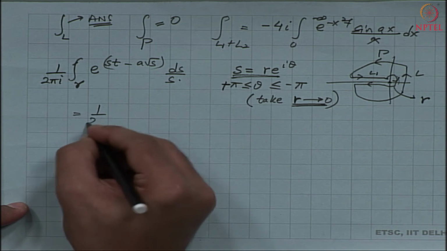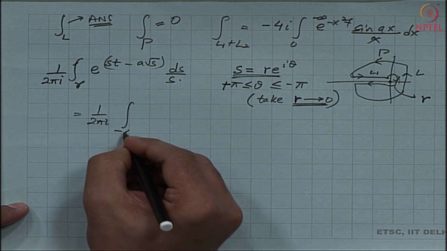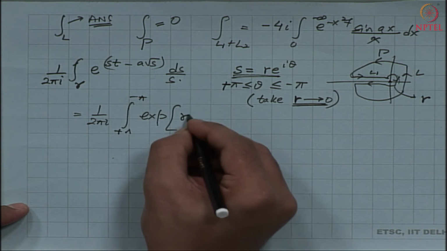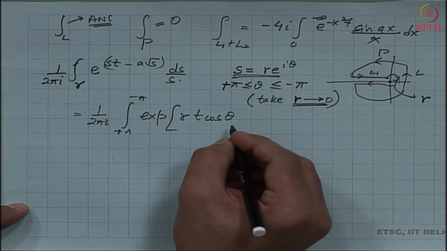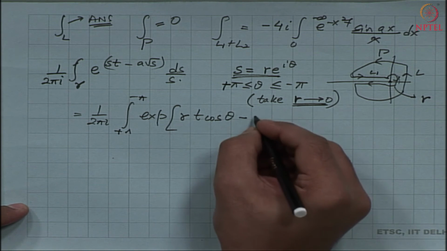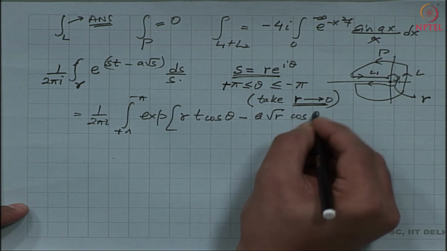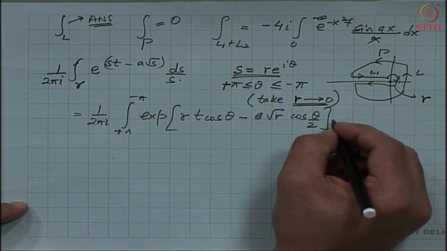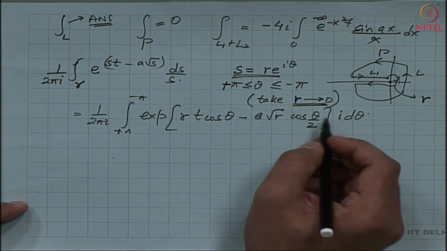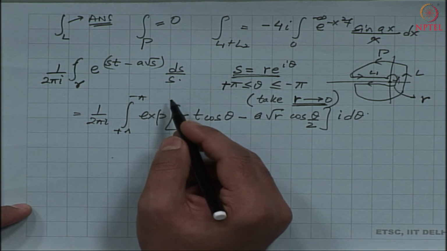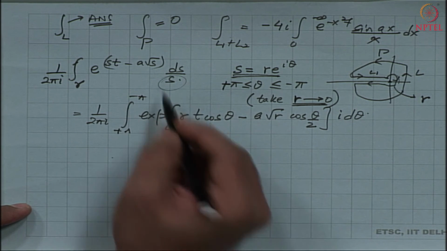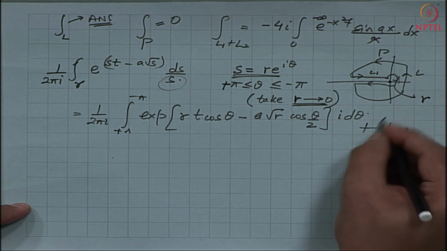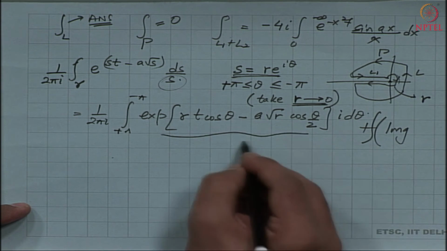So, when we substitute this value, I get the following value of the integral. The integral becomes 2 pi i, integral from plus pi to minus pi, of e to the power r t cos theta minus a square root r cos theta by 2, which is my real part, times i d theta. The r cancels with the r down in the denominator of the s, and there is plus some imaginary part of the integral. Here I have only taken the real part.